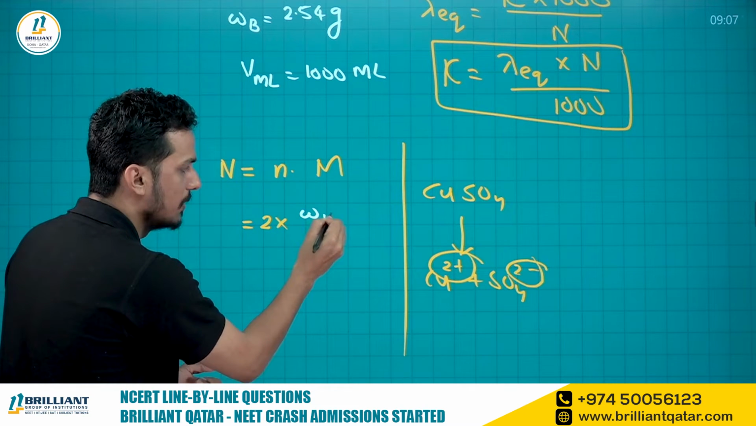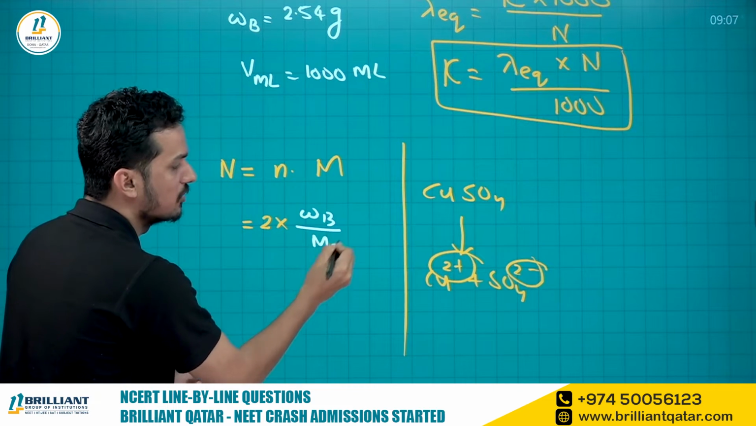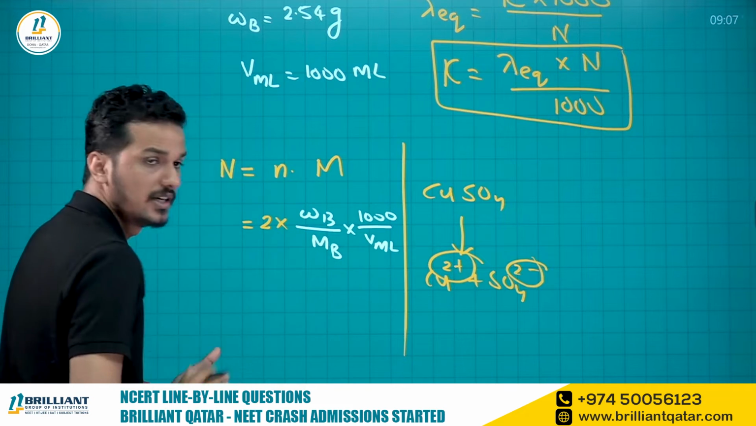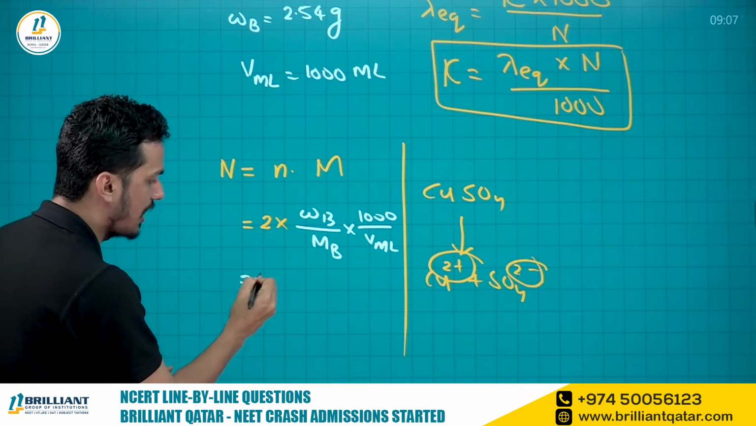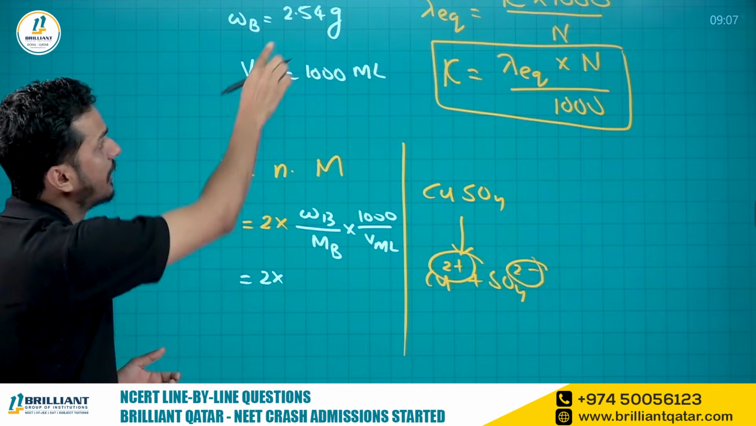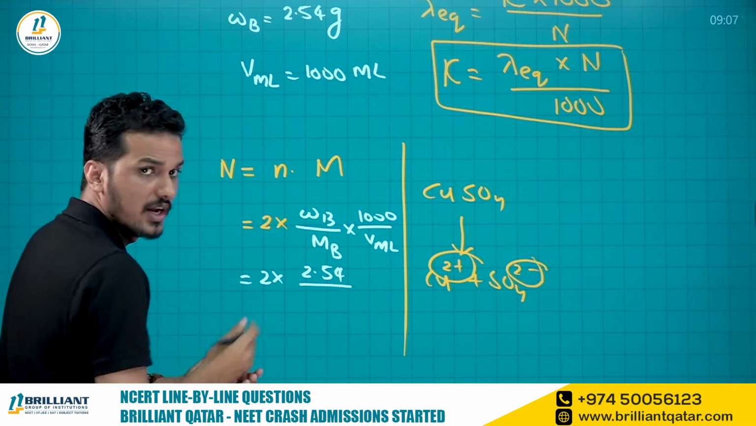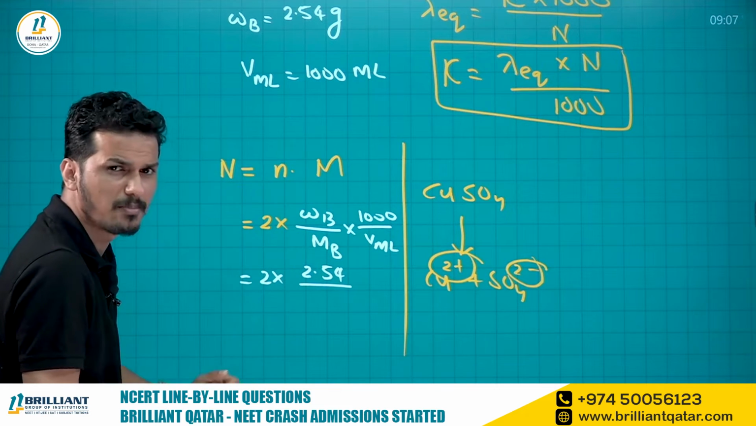Molarity equals WB by MB into 1000 divided by what? VML. This is the formula. Is it okay? Then we can substitute the values. What is WB? WB they have given as 2.54 divided by molar mass.